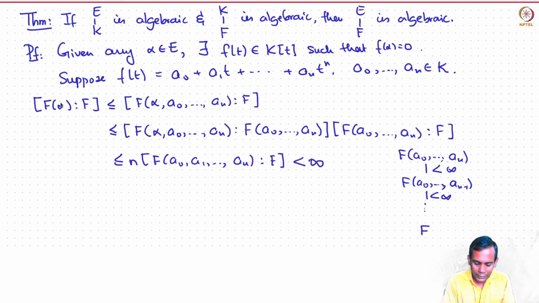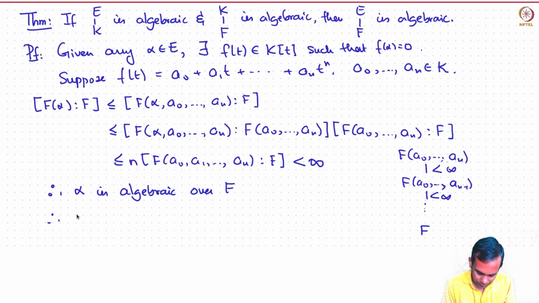And so what we have is that F(alpha) over F is finite, which means that alpha is algebraic over F, which means that E is algebraic over F, because we proved it for every alpha. E is an algebraic extension of F.